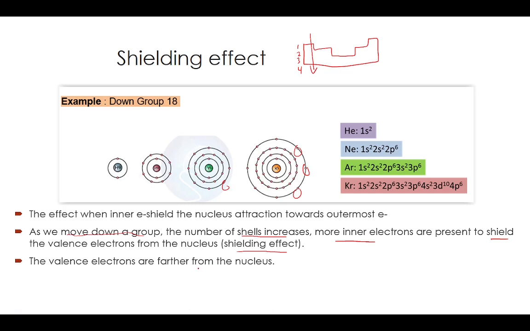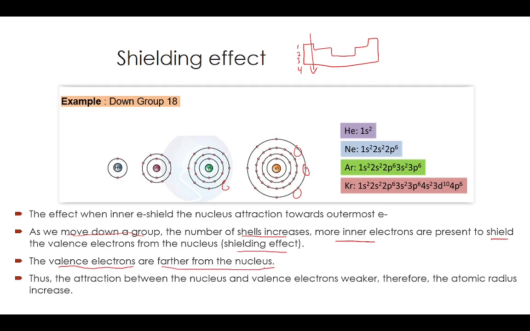And when the shielding effect becomes larger, what happens to the electron? The valence electron will experience lower attractive forces, so it will move further away from the nucleus because the attraction between the nucleus and valence electron is weaker. So the size or the atomic radius will increase.